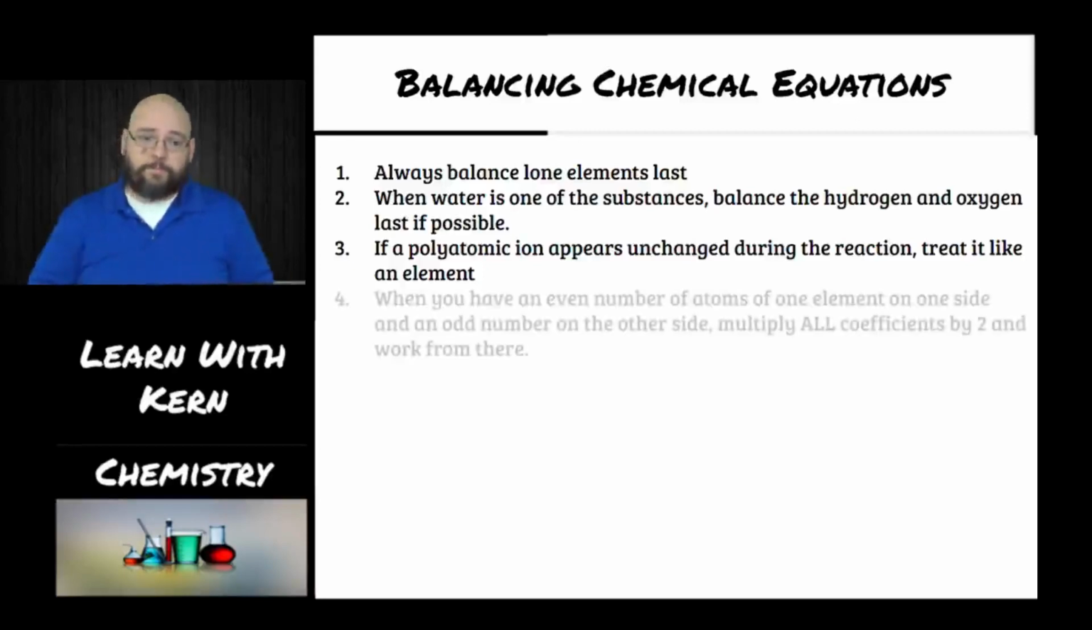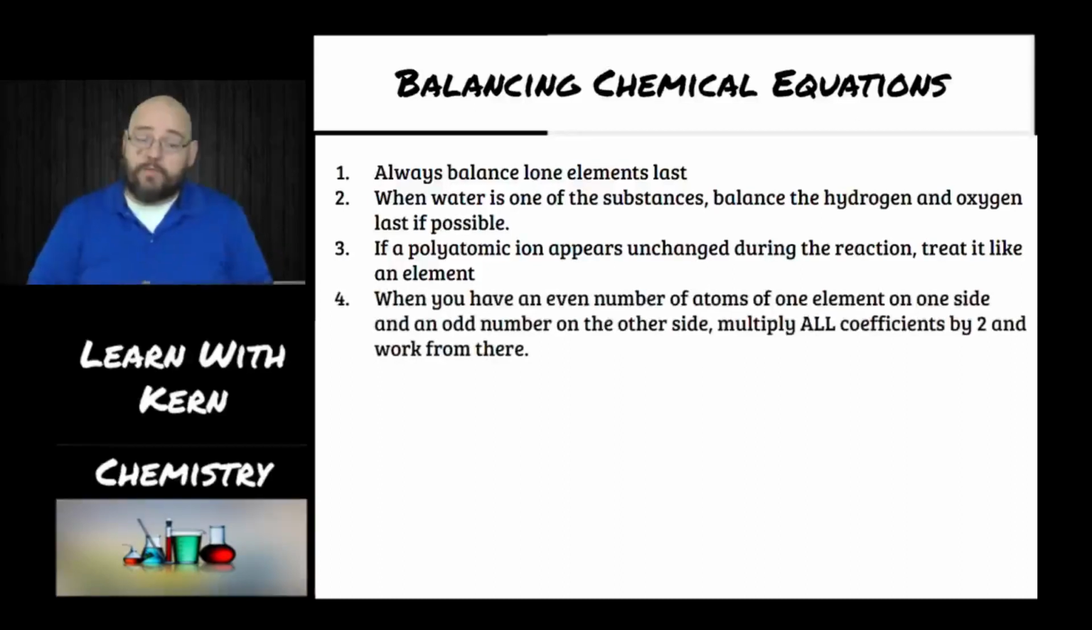Now, when you have an even number of atoms on one side of the reaction and an odd number of atoms on the other side of the same element, multiply all coefficients by 2 and work from there. The reason you do that is because if you have an even number on one side and an odd number on the other side, it's very difficult to get them to work together and become balanced. But if you multiply everything by 2, that takes all those odd numbers and makes them even numbers, and so it makes the balancing a whole lot easier oftentimes.